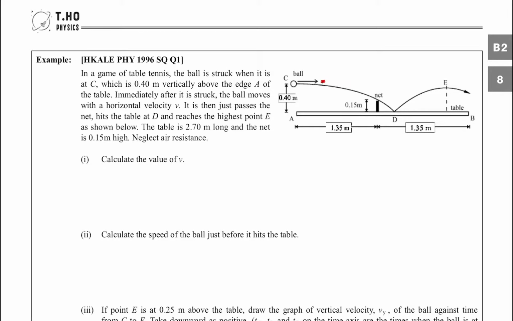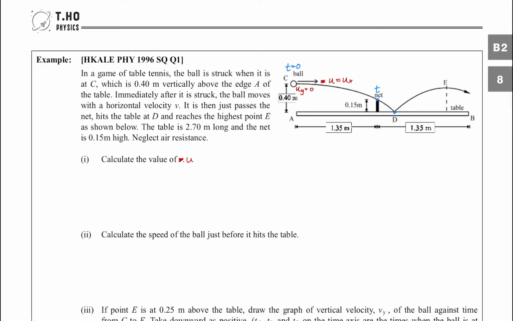Because it's the initial speed, for the sake of clarity, I will just call it u. So we are now going to find the value of u. Note that u is just a horizontal velocity. There is no vertical component, so uy is equal to 0 because it hits horizontally. Also, let us assume at the beginning time is equal to 0, and when it goes over the net at this point, the time is t.